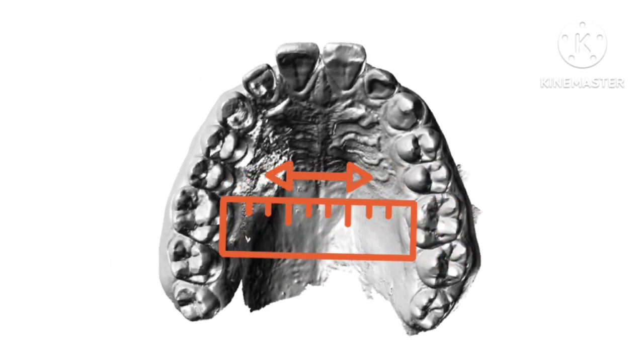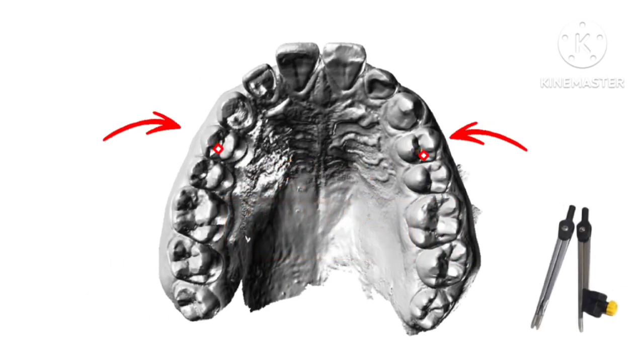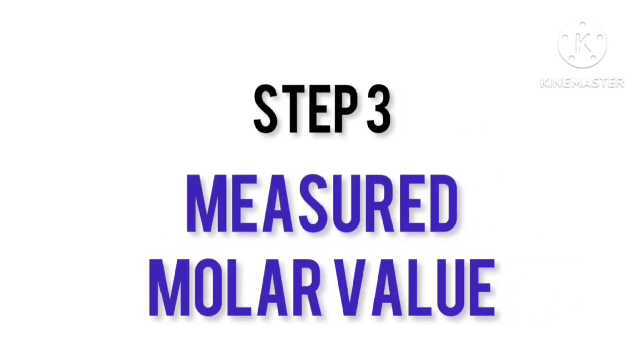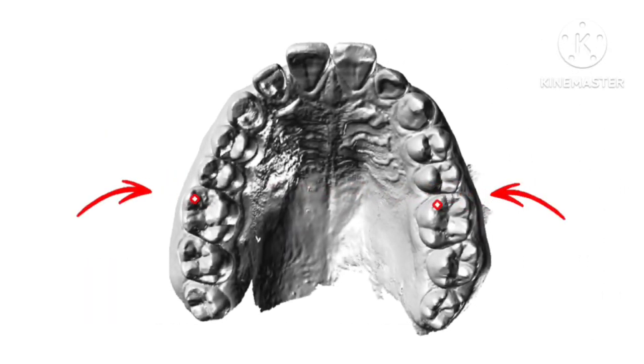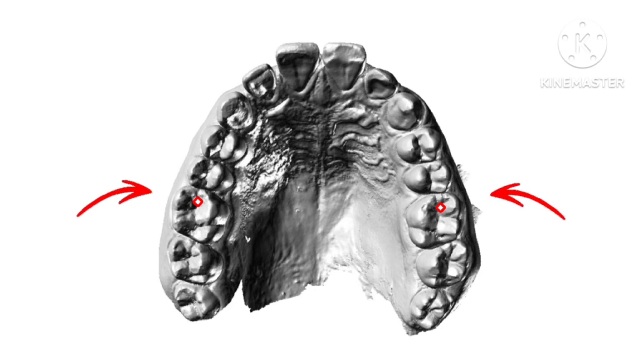Next, we measure the premolar value. The width of the arch in the premolar region is determined by placing the divider on the distal pit of the first premolar to the distal pit of the first premolar in the opposite arch. Next, we determine the measured molar value. Here, the same process is conducted, with the measurement being from the mesial pit of the first molar to the mesial pit of the opposite first molar.